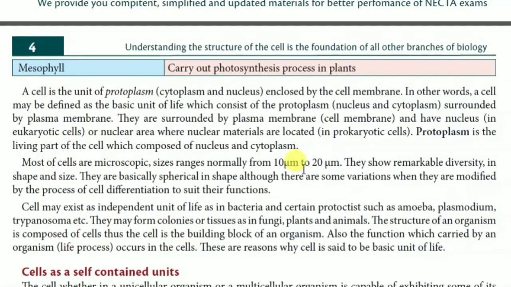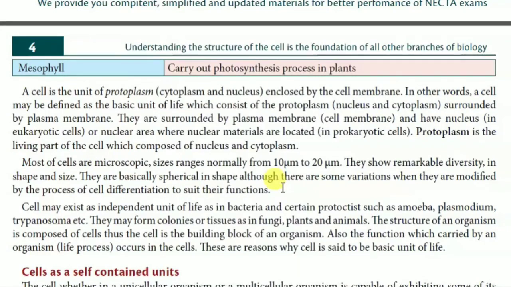They show remarkable diversity in the shapes and the sizes. We shall discuss later about the diversity in the shape and the sizes of the cell. They are basically spherical in shape, although there is some variation when they are modified by the processes of cell differentiation to suit their function.